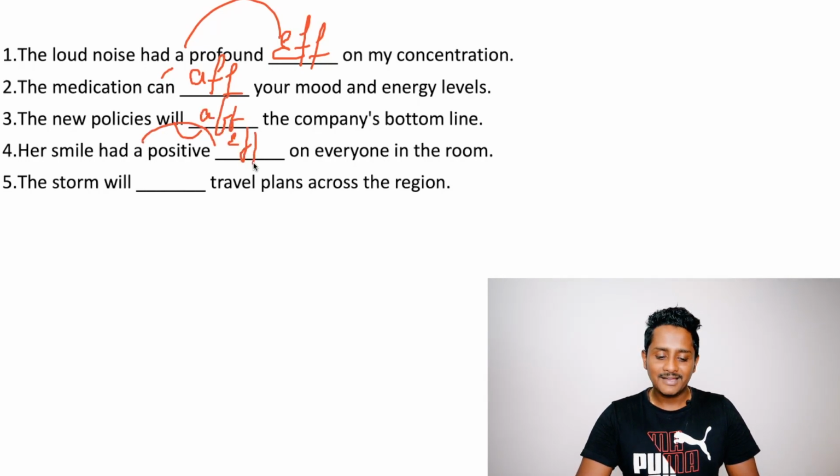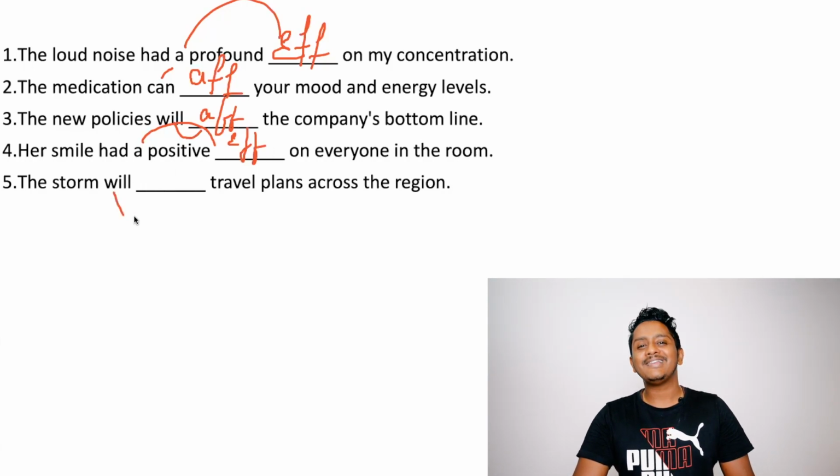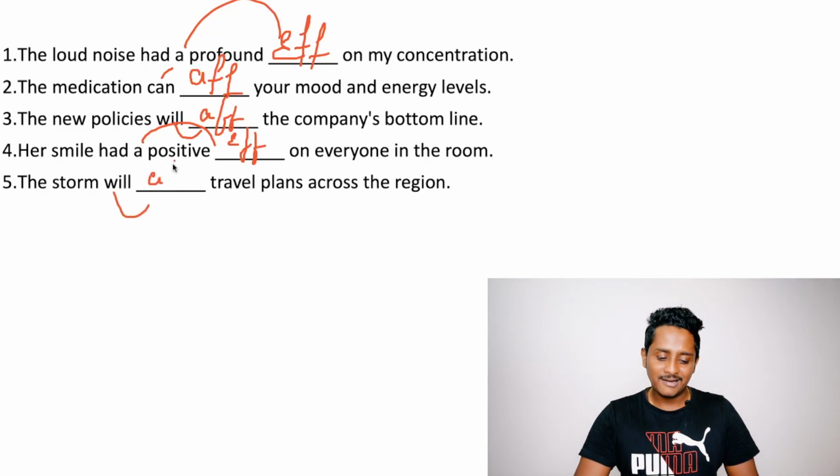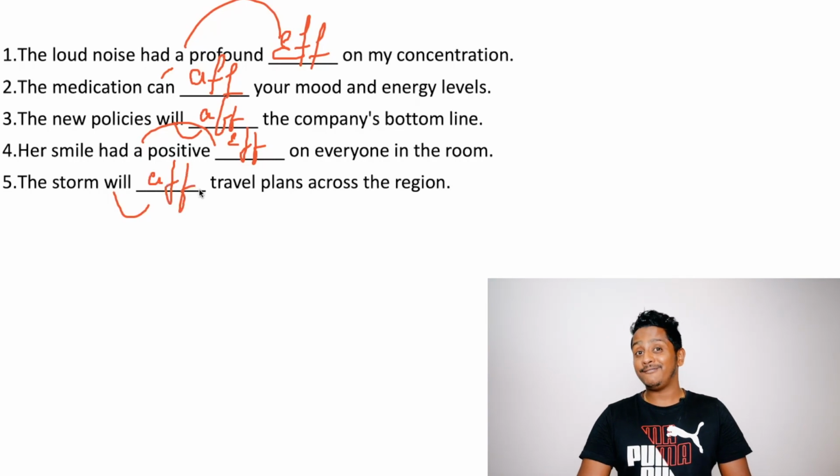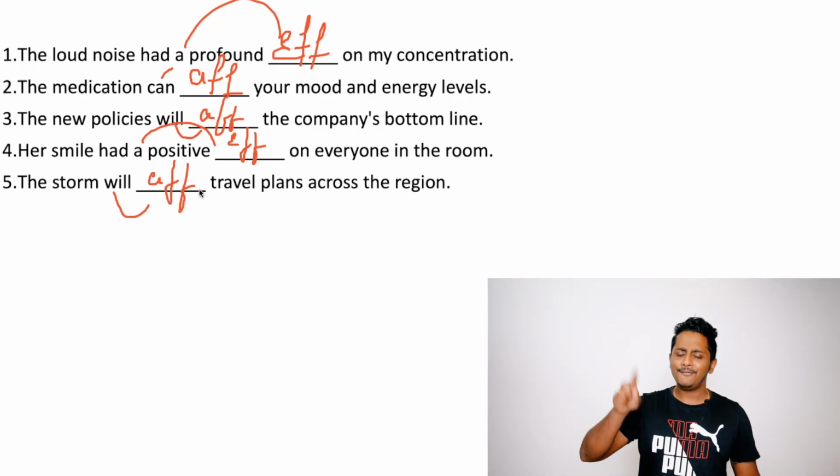Affect. Simple, isn't it? Hope you are getting it. Will, after will, a verb will come. So it is will, verb will come. Verb is affect. Remember, affect is a verb, effect is a noun.